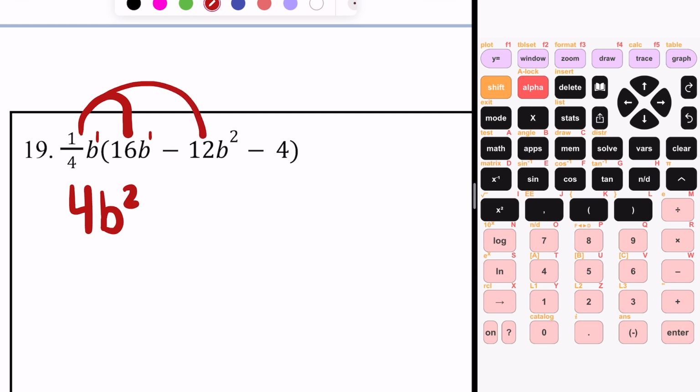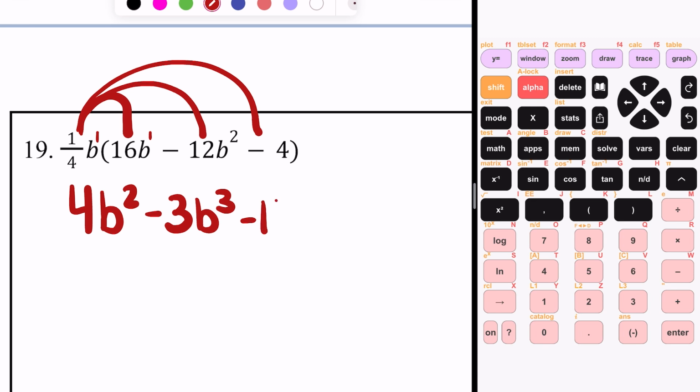Then 1/4 b times negative 12b squared. 1/4 times negative 12 is negative 3. b to the first times b squared is b cubed. And then 1/4 b times negative 4 is negative 1b. You don't change the b because there's no b in this term. There's only this original b.